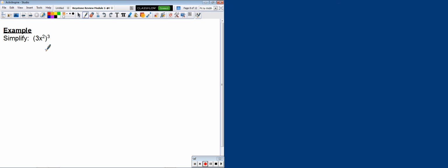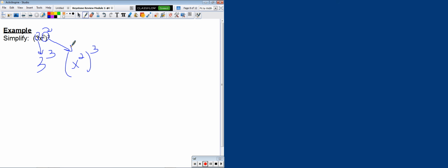So if you take something like this, and now we put a coefficient in front of the variable, all I want to do is take each of these terms one at a time, and I'm going to take them to the third power. So what I'm going to do first here is take 3 cubed, and then I'm going to multiply that by x squared cubed. So all I'm really doing is taking the two terms in the parentheses and breaking it up into two parts.